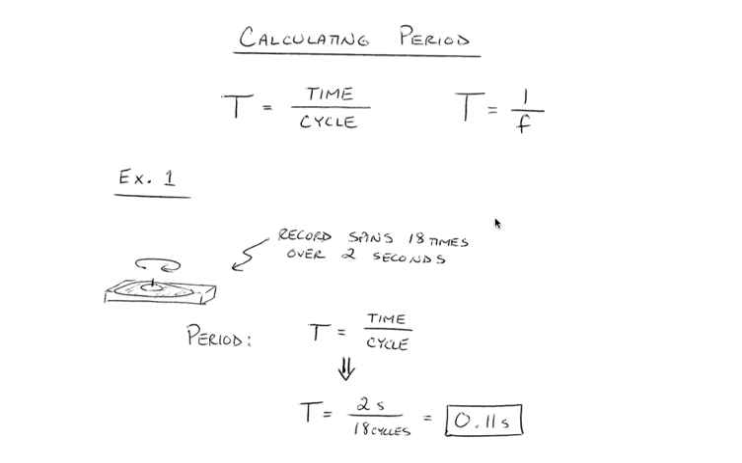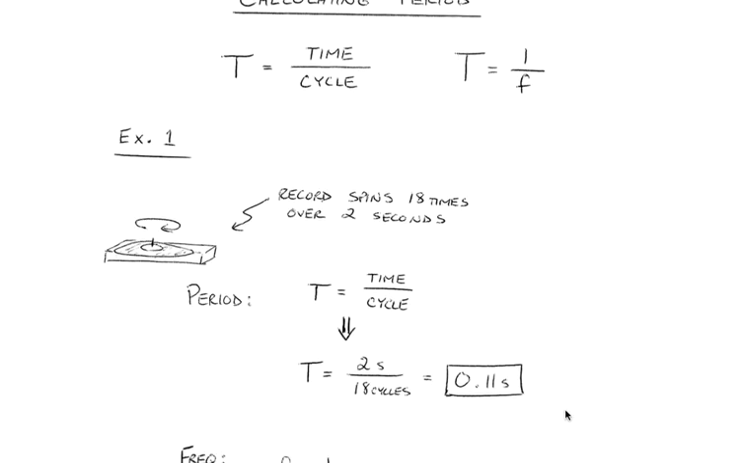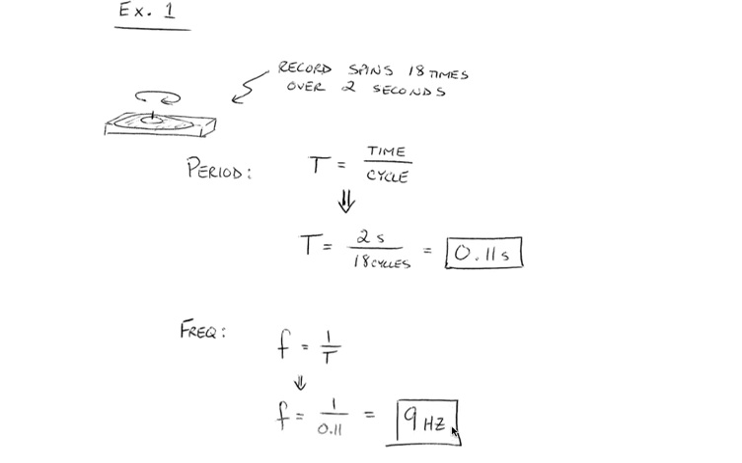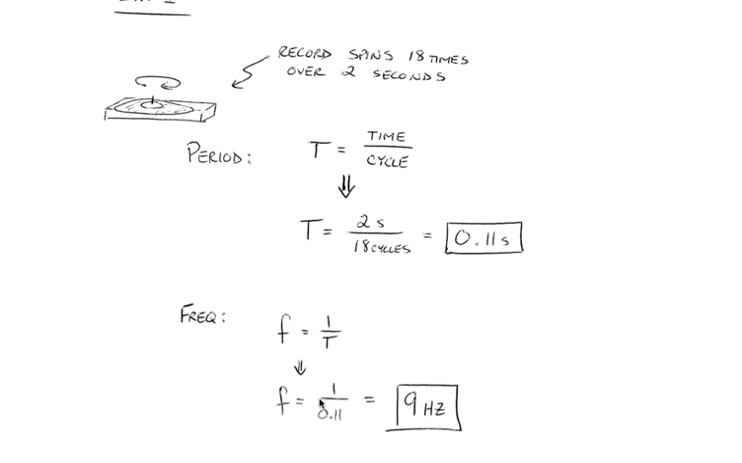Now, once I found this, if I wanted to find the frequency, hopefully you remember that they're just inverses. So quite simply, the frequency is 1 over the period. If I know the period, which is 0.11, I should be able to plug that in, and the frequency of that record player is 9 hertz.